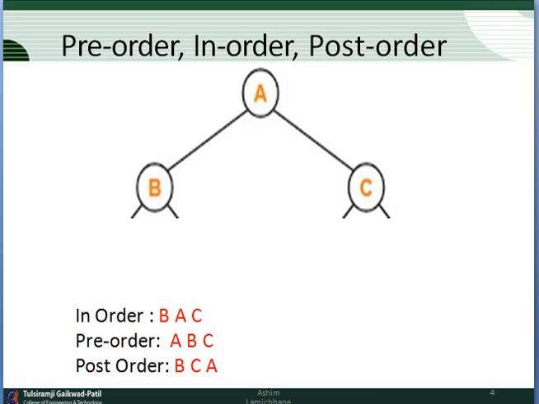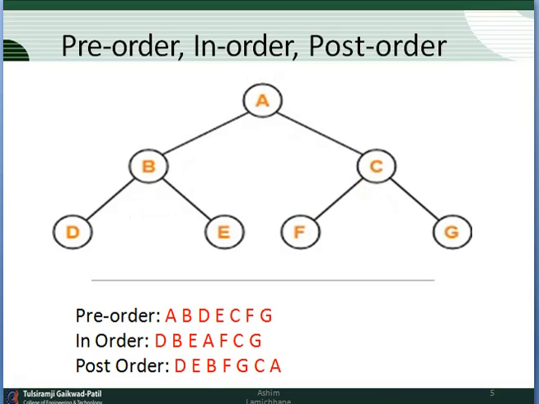The algorithm for the same again belongs to three different steps. Step number 1 is recursively traverse the left subtree. Step number 2 is recursively traverse the right subtree, and step number 3 is visit the root node. Accordingly, we have to traverse the given tree.